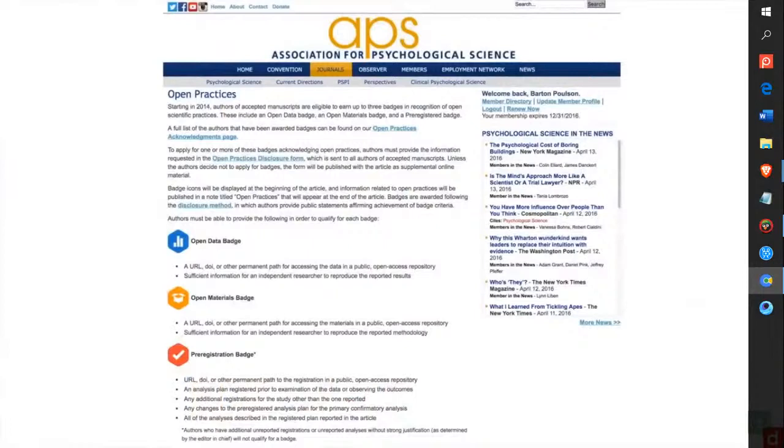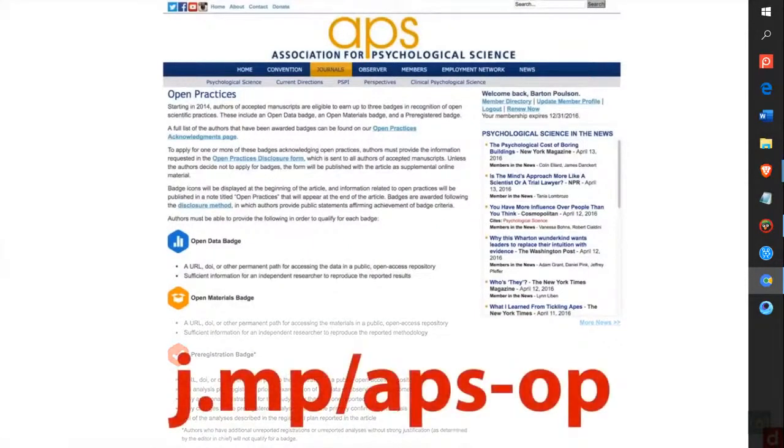One of my professional organizations, the Association for Psychological Science, has a major initiative on this called Open Practices, where they are strongly encouraging people to share their data as much as is ethically permissible and to absolutely share their methods before they even conduct the study, as a way of getting rigorous intellectual honesty and accountability.